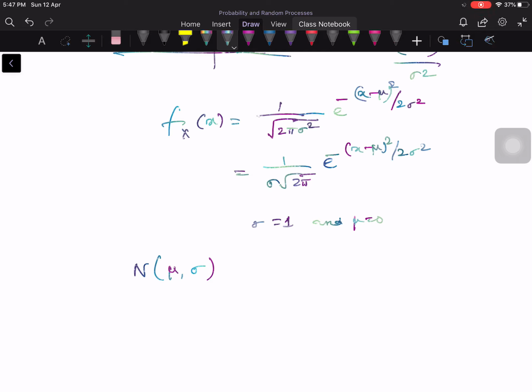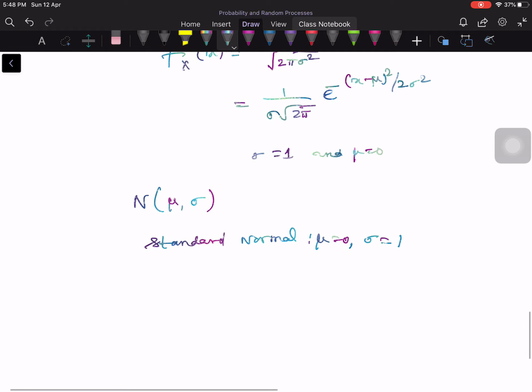So I can write N of mu comma sigma, and for the standard normal, where mu equal to 0 and sigma equal to 1, we will write N of 0 comma 1. That's it.